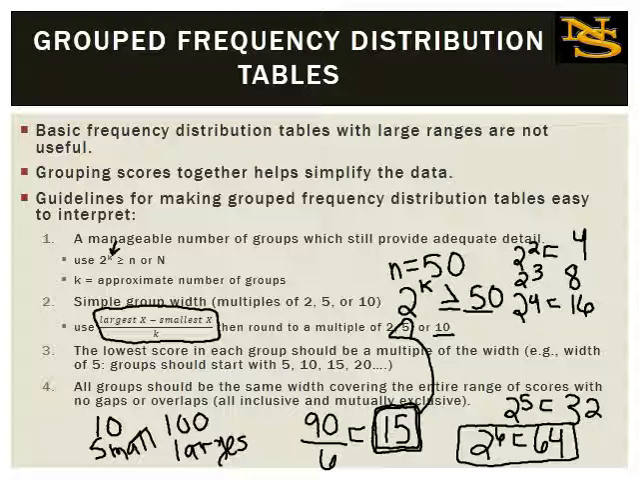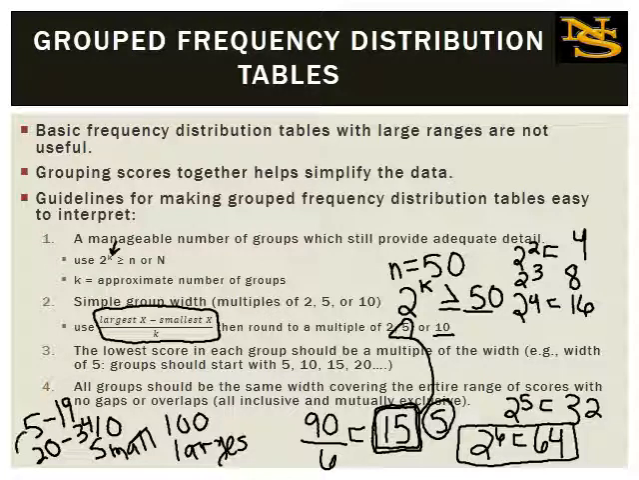So some other rules that you need to follow. The lowest score in each group should be a multiple of the width. So if 15 is your width and you have scores that go from 10 to 100, well, then you need to start with a multiple of your width. So that would be a 5 would be the multiple. And you would do like, let's see, if our width was 15, then it'd be like 5 to 19, and then 20 to 34.